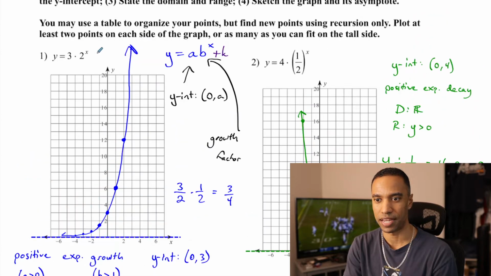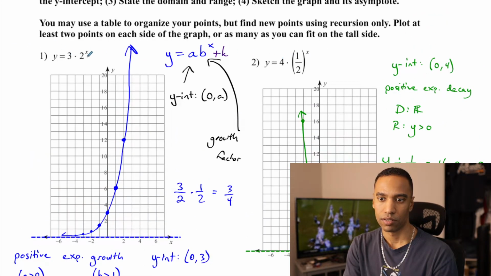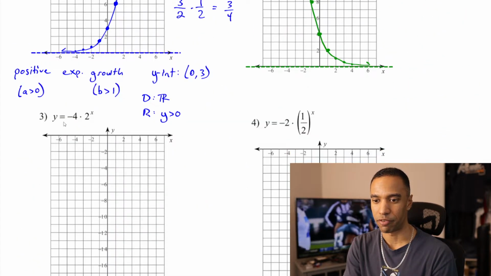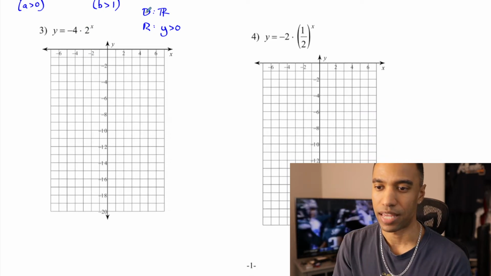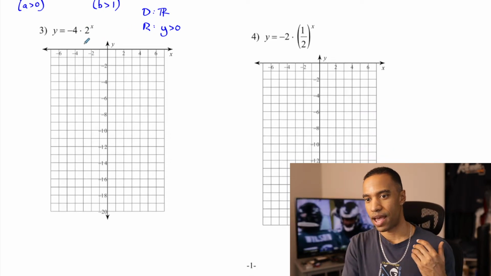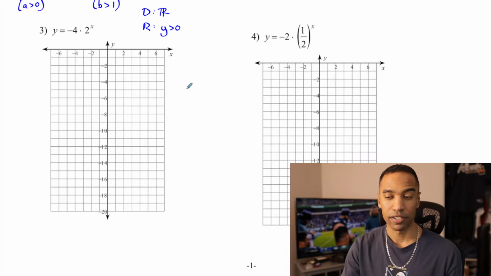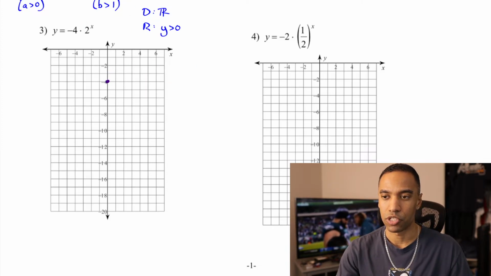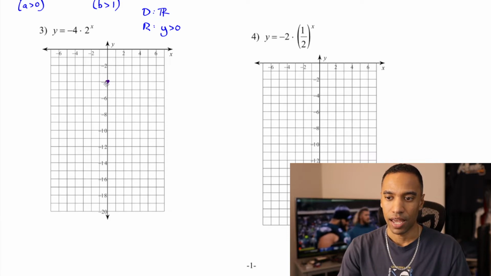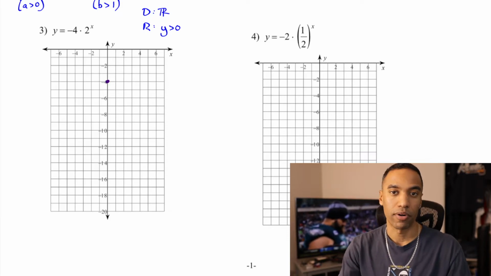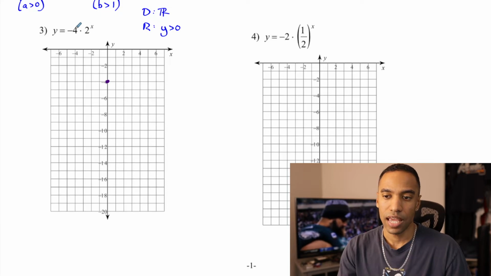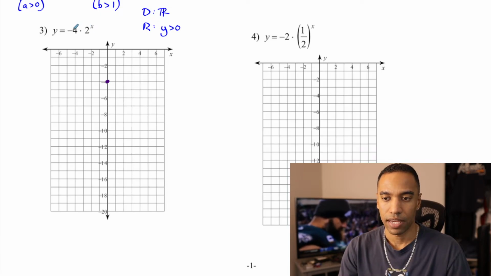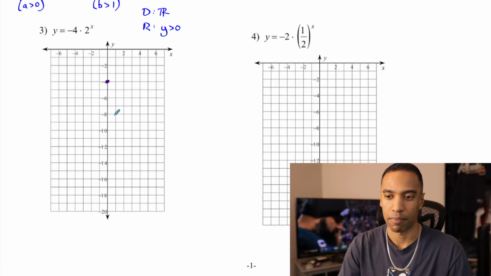Negative 4 times 2 to the x is, well, it's kind of like any of these, but in a different way. So negative 4 times 2 to the x power. This one is now, with the negative 4 being your y-intercept. And of course, as I stated before, it'll stay negative because you keep doubling a negative number or halving a negative number, and it just stays negative.